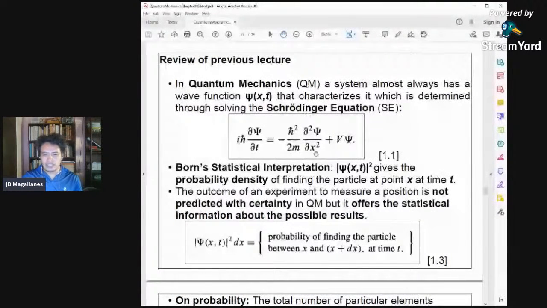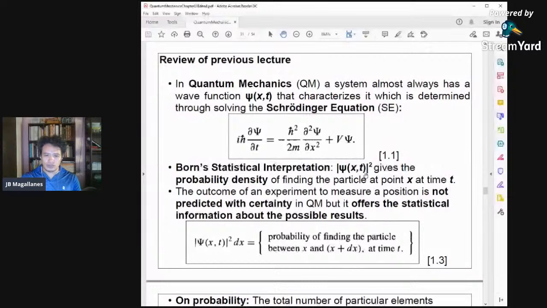According to Born's statistical interpretation, the modulus of psi squared gives the probability density of finding the particle at point x at time t. This modulus squared is equivalent to the conjugate of psi times psi, or psi times its conjugate.